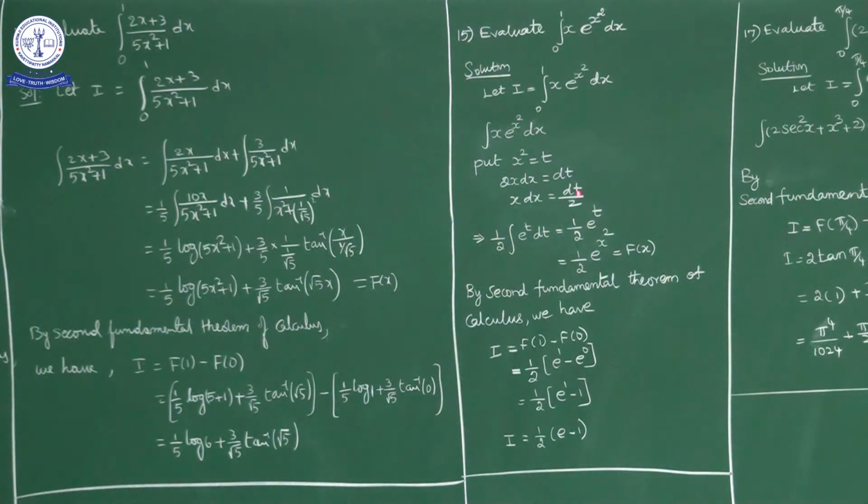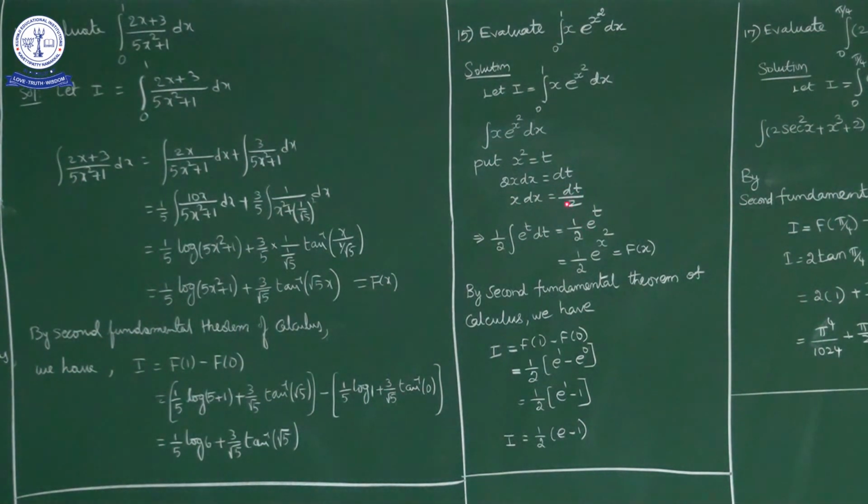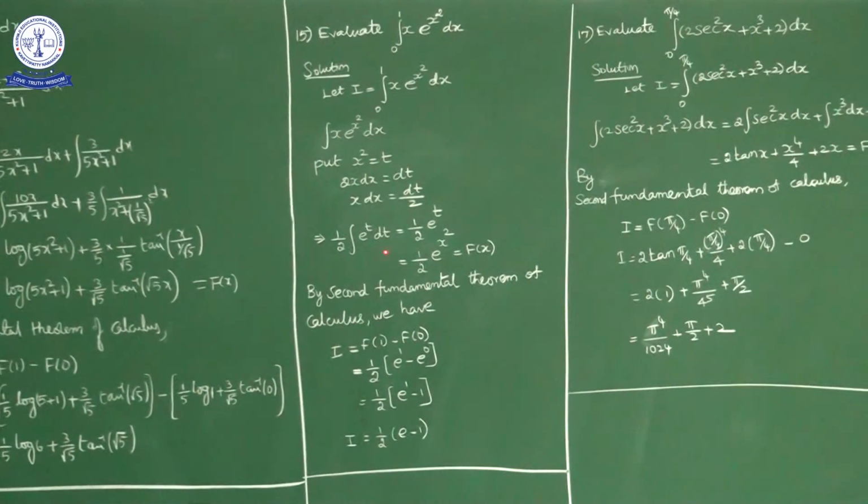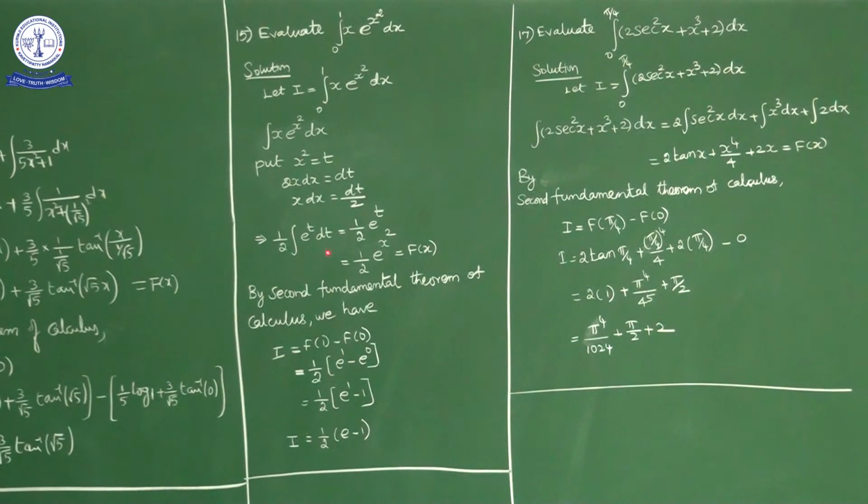2x dx equal to dt. So x dx equal to what we can write? dt by 2. So in this integral x into e power x square dx, it reduces to x dx, which we can write as half dt. So half dt, e power x square is e power t. So half integral e power t dt. Half integral e power t is what? e power t only. So half e power t.